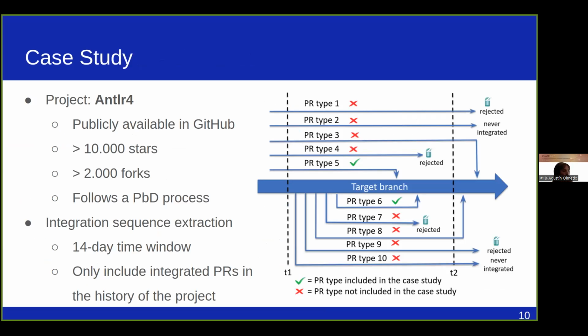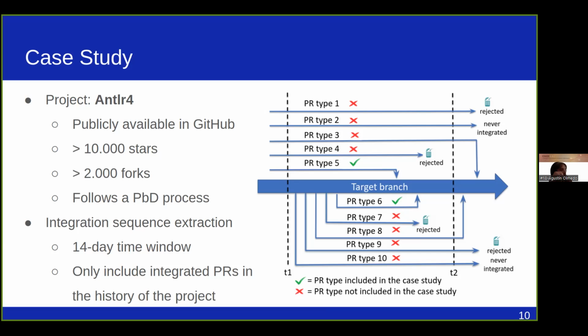Now I'm going to explain how we evaluate our proposal. We set up a case study that consists in extracting integration sequences from the history of a software project and applying our approach to the set of pull requests for each integration sequence. We selected the Antlr4 project since it is publicly available in GitHub. It is popular because it has more than 10,000 stars and 2,000 forks, and follows the pull-based development process. Further, its history has more than 1,000 pull requests, which is an adequate number to evaluate our proposal.